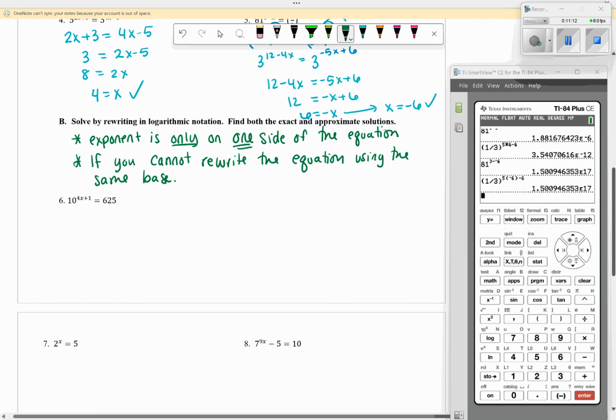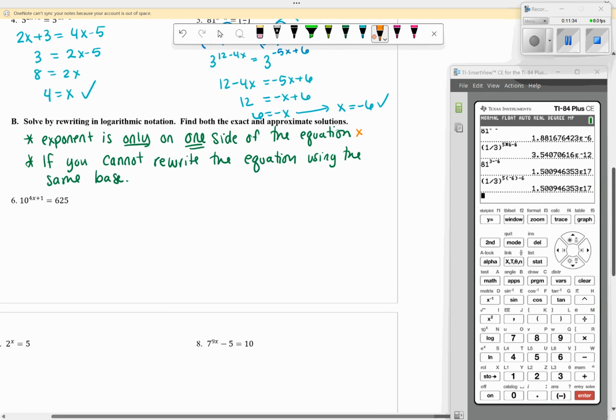So if you look at question number 6 here for this problem, I would see that I have exponents only on one side. So if that is the case, then always make sure to isolate the exponential expression first.